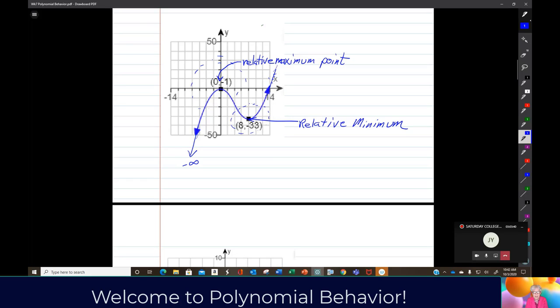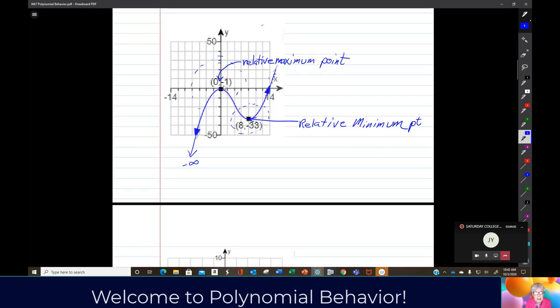Is that the lowest point on Earth? No, it's not. It's in the ocean. I used to know the name of it. You can look it up. What is the lowest point on Earth? Anyway, that ain't it.